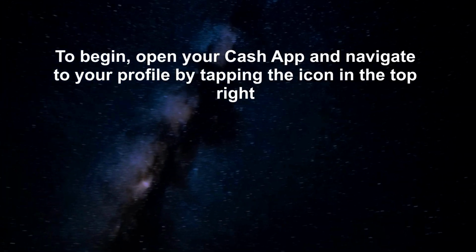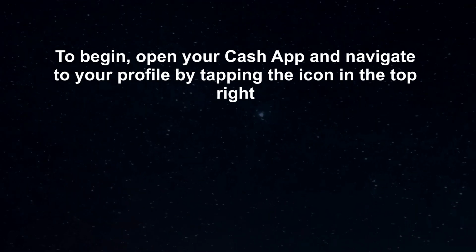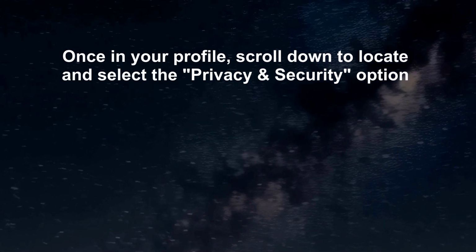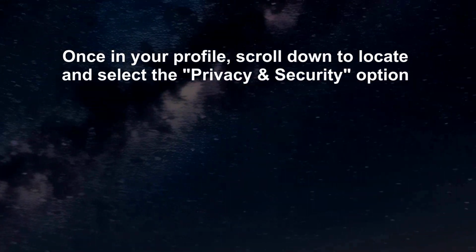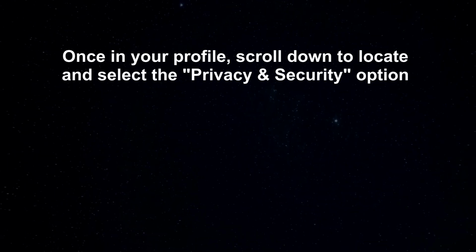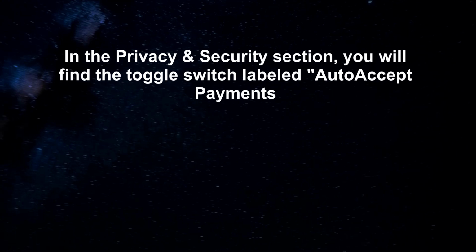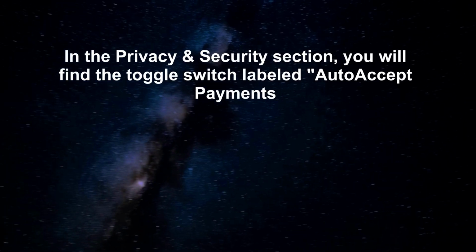To begin, open your Cash App and navigate to your profile by tapping the icon in the top right. Once in your profile, scroll down to locate and select the Privacy and Security option. In the Privacy and Security section, you will find the toggle switch labeled Auto Accept Payments.